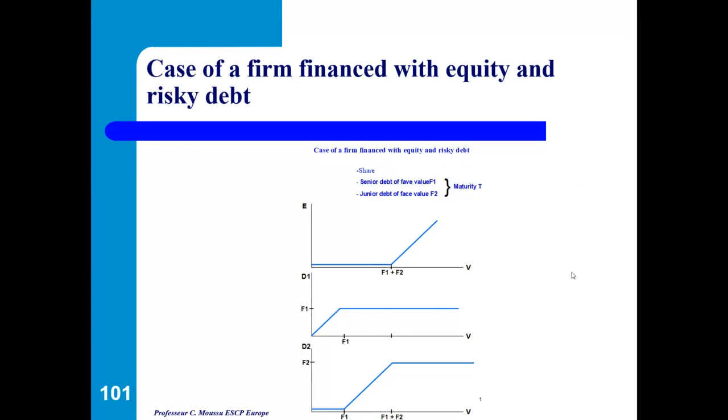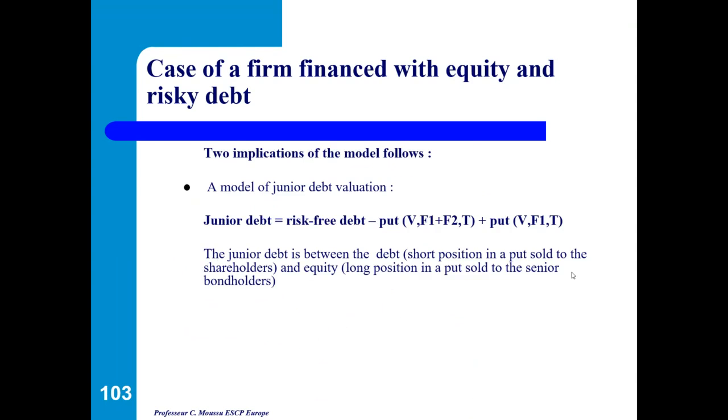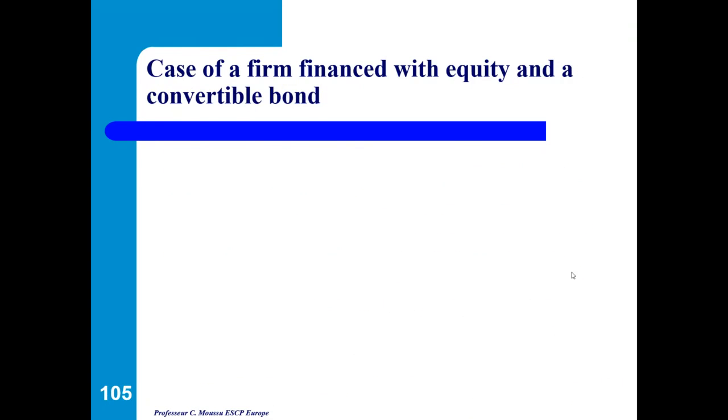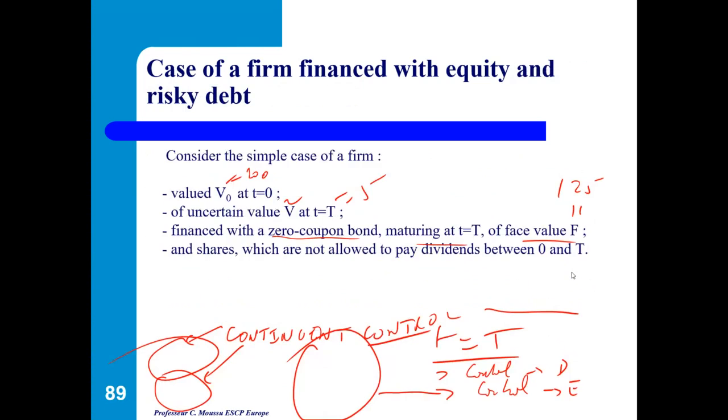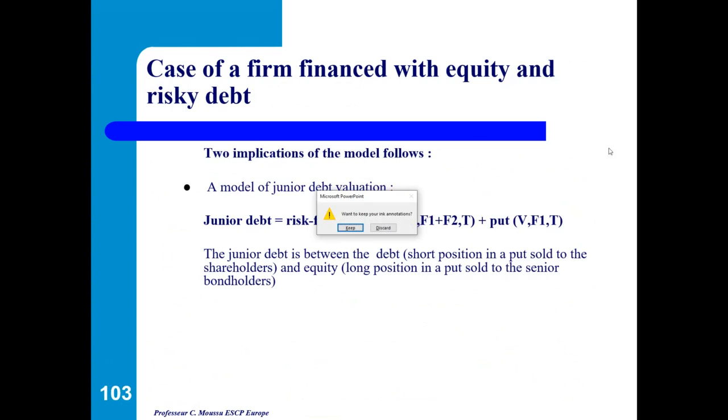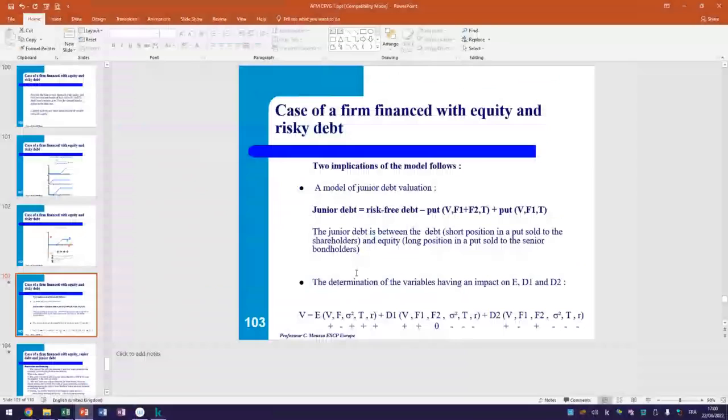We will hopefully finish this handout. I can just say a word: we will be looking at junior debt and then at convertible, still using options and still saying important things in terms of financial policy. So that's what we will be doing.